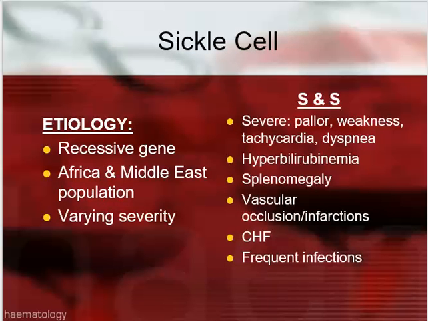It's a recessive gene. It's primarily African. You get pallor, weakness, tachycardia, dyspnea, hyperbilirubinemia. Spleen gets very enlarged because it's working overtime, and you can end up with these infarctions, vascular occlusions.